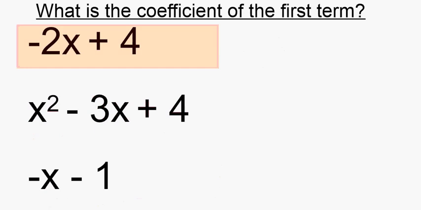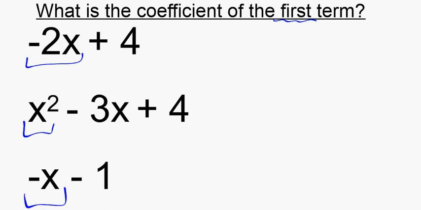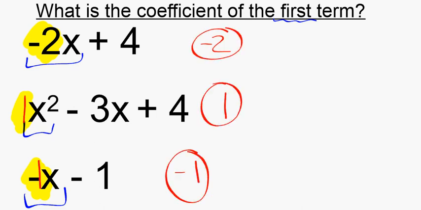Next, we're looking for the coefficient again, but the difference is that we're looking at the first term. So this first term is what I'm going to underline for each of these. The coefficient here is a -2. Here there is no coefficient, but it is a +1. And then the last example, there is no coefficient, but it's a -1. So it's -2, +1, and then -1. Those are your coefficients for each of the first terms.